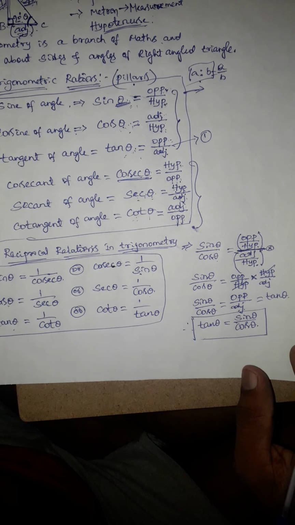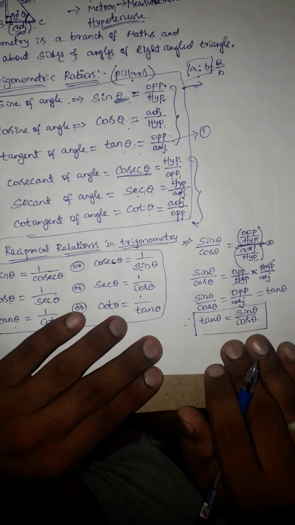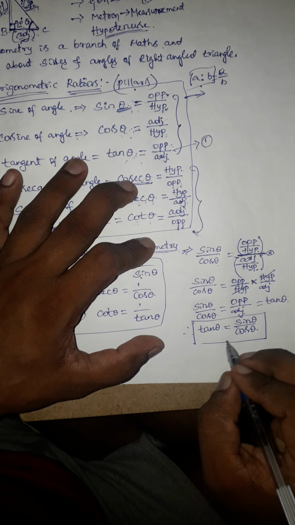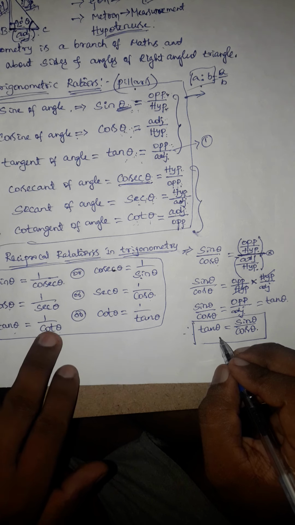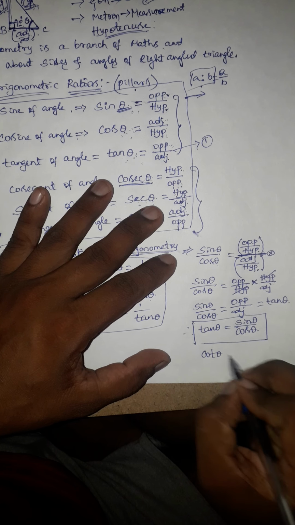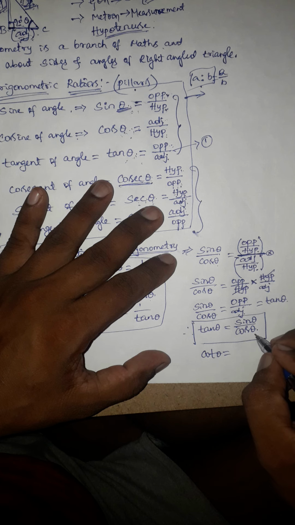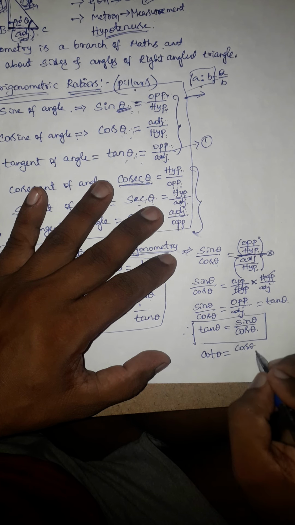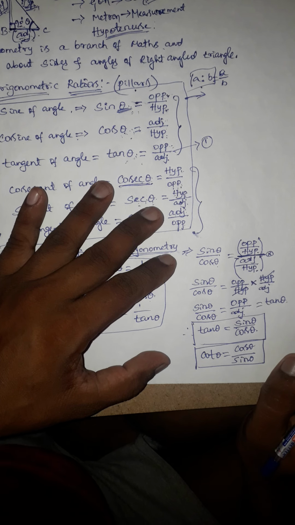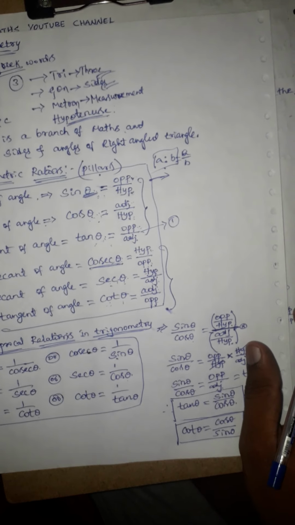In the same way, we should write cot theta. Tan theta is the reciprocal of cot theta, no? So cot theta is equal to the reciprocal, meaning numerator changes to denominator and denominator changes to numerator. So cos theta divided by sin theta. This is the ratio relation.